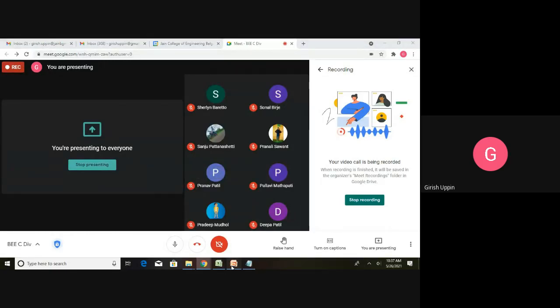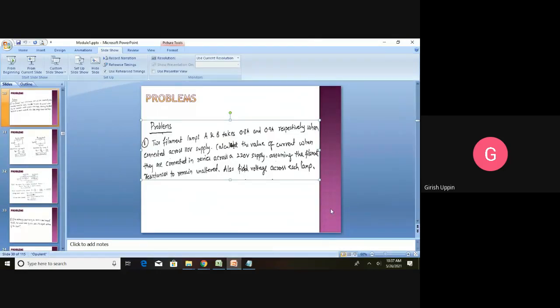So, in the previous class, we looked into some of the concepts behind DC circuits. We looked into Ohm's law, what is Ohm's law, and we also solved a few problems based on Ohm's law. Then we looked into the different kinds of circuits, and we started with a series circuit, and we understood what the characteristics of a series circuit are.